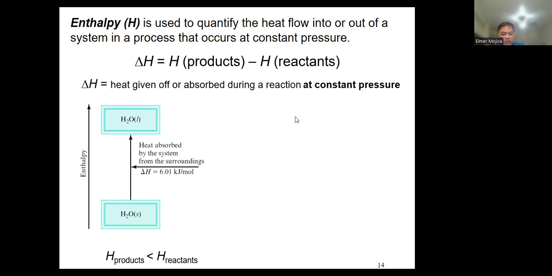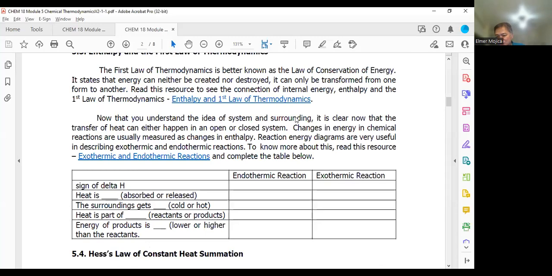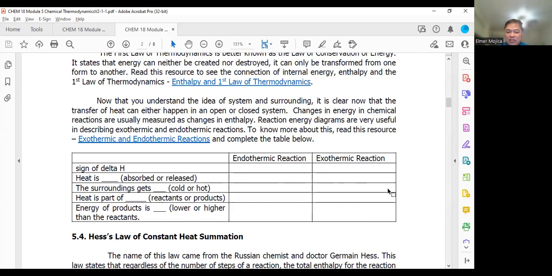If you look at your module, do you even read the module? Do you answer the questions that you have here? If you have the sign here, what's endothermic? Anyone? Positive, po. So this is positive, this is negative. So here heat is what?